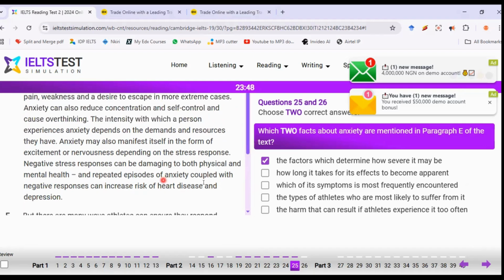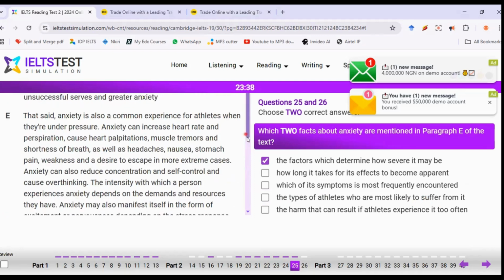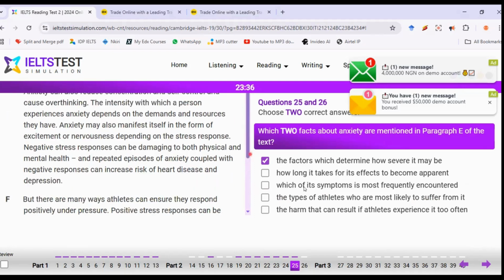And I don't think they mentioned that one. Number 4, option 4, the type of athletes who are most likely to suffer. Did they mention the type of athletes? No, it's not there. The harm that can result if athletes experience, yes, this one, repeated. This part, repeated episode of anxiety can increase the risk of that. That's the harm. So I've answered number 25 and 26.